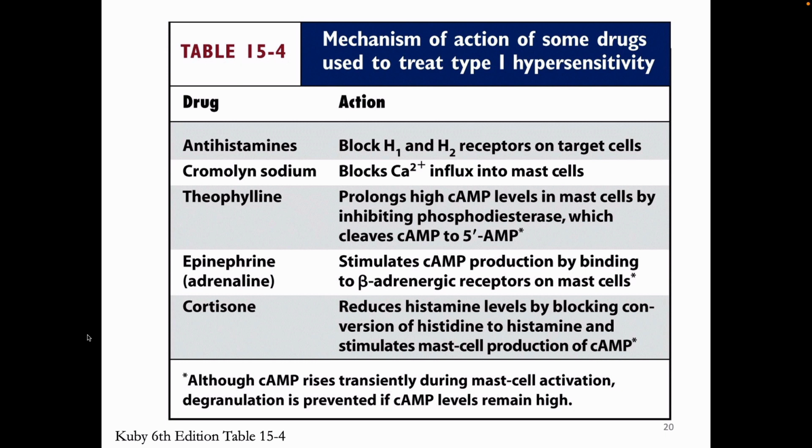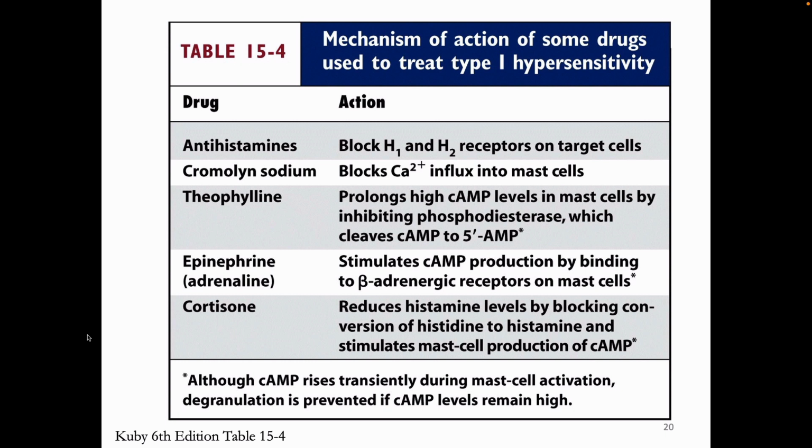One of them is an antihistamine. You've probably heard of antihistamines. Antihistamines block the histamine receptors. Shocking. Another one you've probably heard of is epinephrine, also known as an EpiPen. That is going to, as it says here, stimulate cAMP production by binding to the beta-adrenergic receptor on a mast cell. The idea is that the mast cells do not degranulate with high levels of this. So you're stopping mast cells from degranulating with that EpiPen.